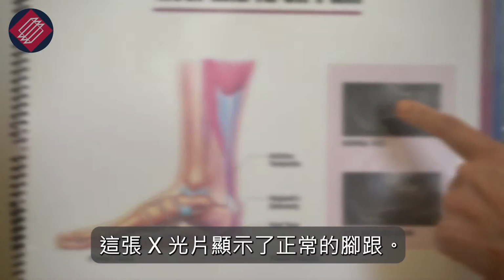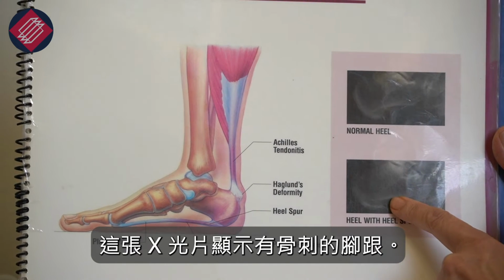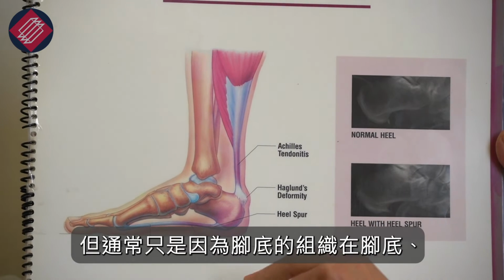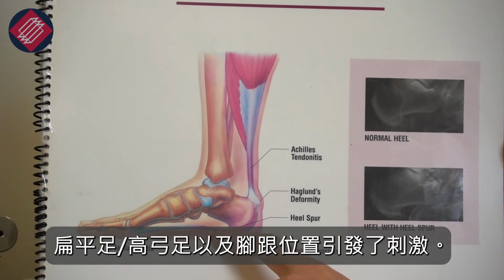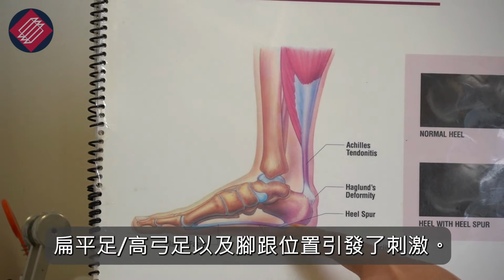This is showing an x-ray of a normal heel. This is showing an x-ray with a bone spur. Sometimes a bone spur can cause heel pain, but it's usually just the tissue underneath the foot that's causing the irritation on the bottom of the feet, the flat feet, or the high arch feet, and also at the heel.